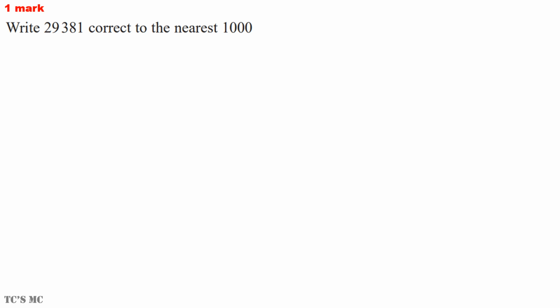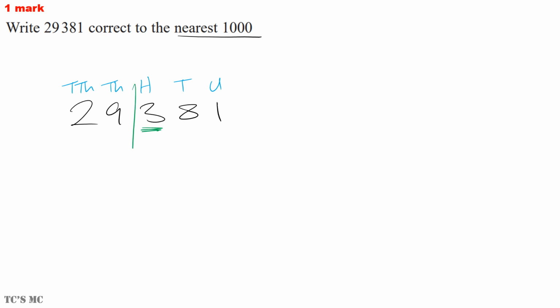Write 29,381 correct to the nearest thousand. Again, I am going to write this out with the place value headings. So we have units, tens, hundreds, thousands, and 10 thousands. Because it said nearest thousand, I am going to draw a wall after the thousand and underline the 3. That is the digit we focus on. We can ignore the rest.